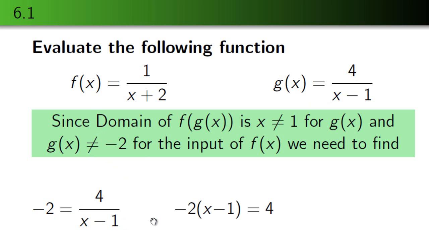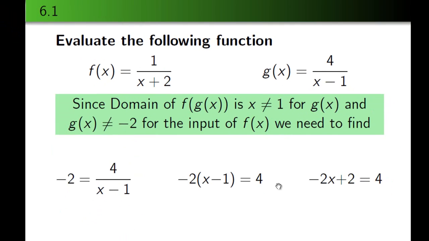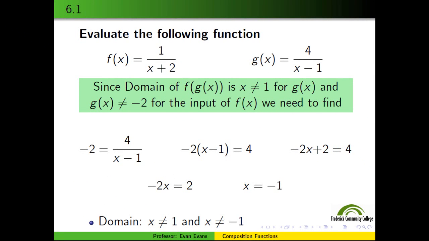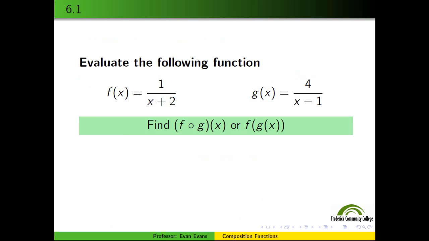Then I go through my basic algebra, multiply both sides by x minus 1, and I get negative 2x plus 2 equals 4, and lo and behold, I get a value of negative 1. So what does that mean? Well, that means my domain is all real numbers, but x cannot be 1 and x cannot be negative 1, because when I input negative 1 into g of x, it spits back the value of negative 2, and negative 2 blows up this f of x. So those are my domain values that I must exclude.